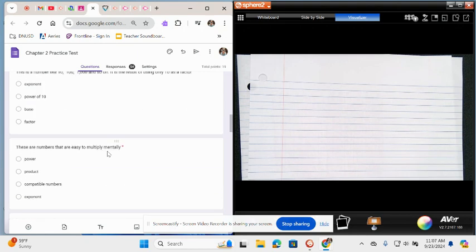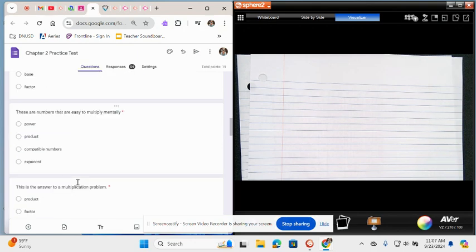And then these are numbers that are easy to multiply mentally, and it's either power, product, compatible numbers, or exponent. And remember, the answer is compatible numbers, because the word compatible just means that two things get along well. So compatible numbers are numbers that get along well inside your head. They're easy to add, subtract, multiply, or divide.